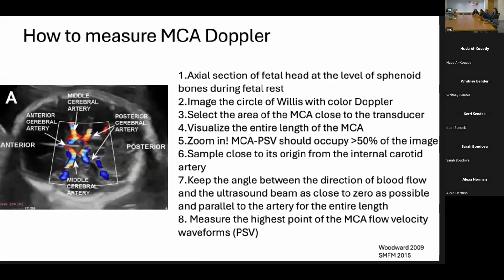And so how do we accurately measure MCA Doppler? Axial section of the fetal head at the level of the sphenoid bones during fetal rest. It's important that the fetus is at rest and not moving because that will alter your result. You want to image the circle of Willis with color Doppler. You select the area of the MCA close to the transducer. You want to visualize the entire length of the MCA. You want to zoom in. It should occupy more than 50% of the image. You want to sample as close to the origin from the internal carotid artery as possible. And then you want to keep the angle between the direction of blood flow and the ultrasound beam as close to 0 as possible.